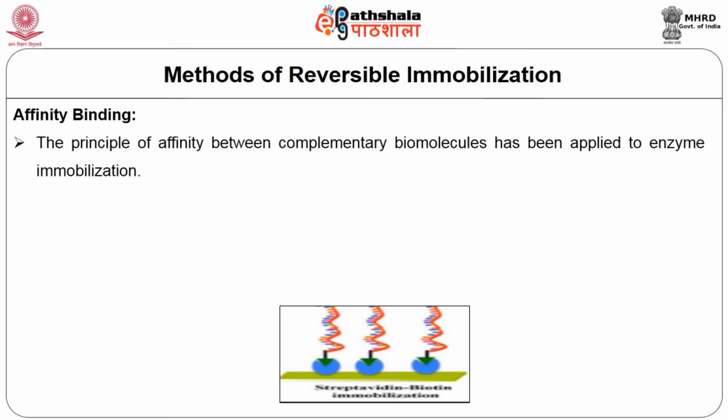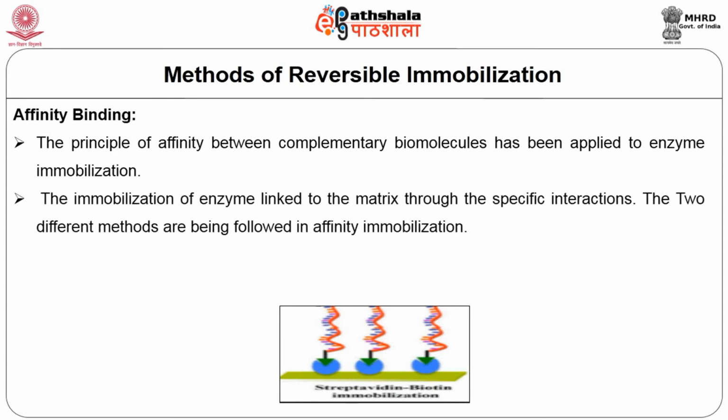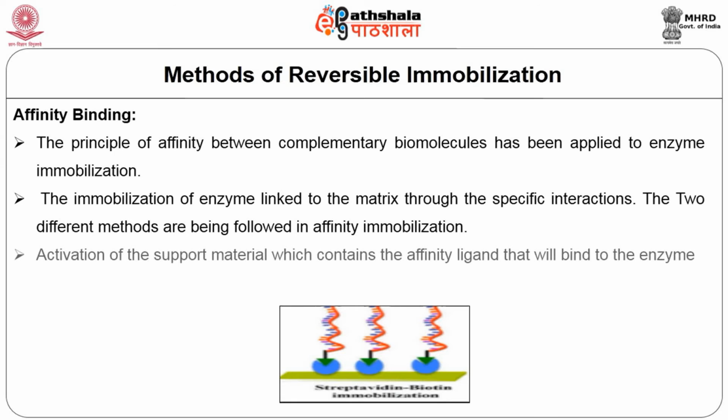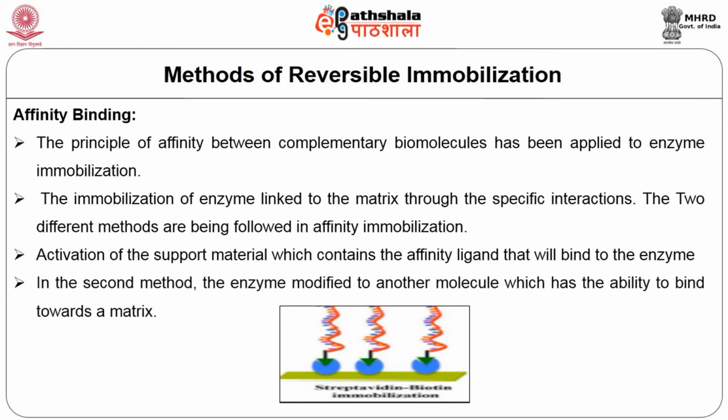Affinity binding. The principle of the affinity binding method is the interaction between complementary biomolecules, which has been applied to enzyme immobilization. The enzyme is linked to the matrix through specific interactions. Two different methods are followed in affinity immobilization. The first method is the activation of the support material which contains the coupled affinity ligand, so that the enzyme will be added. The advantage of this method is that the enzyme is not exposed to any harsh chemical conditions. In the second method, the enzyme is modified with another molecule which has the ability to bind to a matrix.